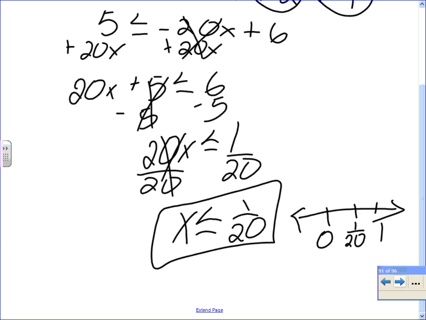Mason, what kind of circle goes above 1 over 20? Filled in circle above 1 over 20. Matt, does the arrow go left or right? Good, left. Arrow goes to the left because it's less than or equal to. My fault, I always forget that. Questions on that one? Okay, next problem.